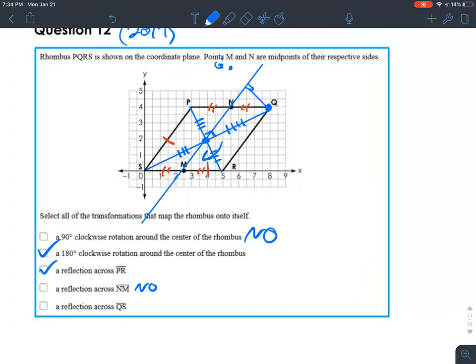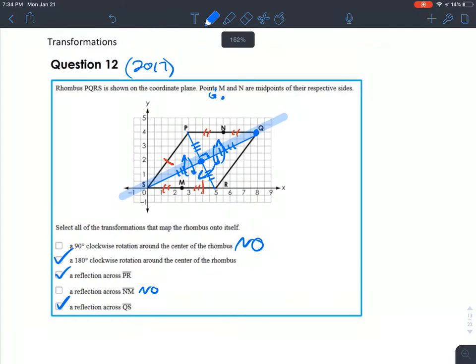Reflection across segment QS. Well, that's equivalent to the other diagonal. That's also a yes. Let's just examine that here. If we reflect across this, these two triangles interchange spots. These two triangles interchange spots. That's going to map it onto itself. So we got 3 different answers. Select all that apply.